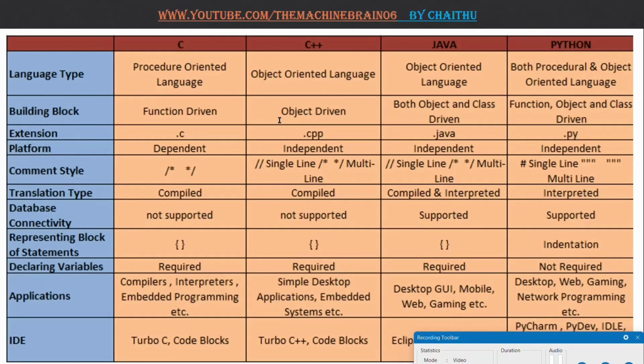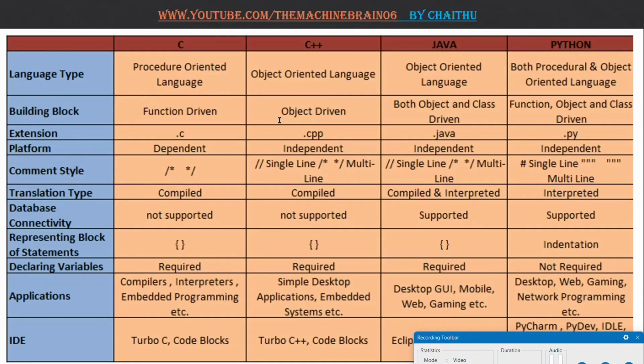Here are the main differences between C, C++, Java and Python. First, the language type. C is a procedure oriented language, right? And C++ and Java are object oriented languages. And Python is both procedural and object oriented. So everybody chooses Python.